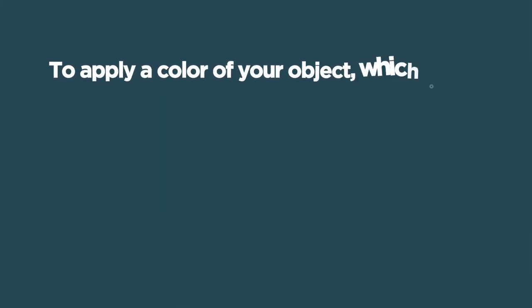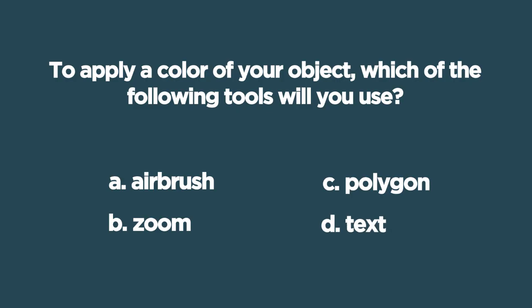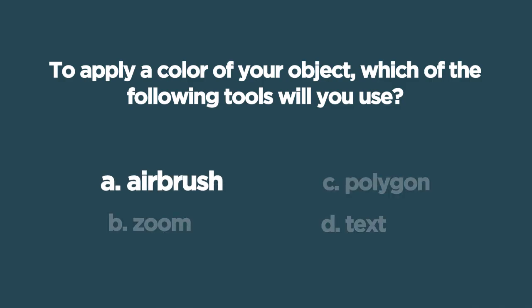To apply a color of your object, which of the following tools will you use? A. Airbrush, B. Zoom, C. Polygon, D. Text. The correct answer is letter A, airbrush.